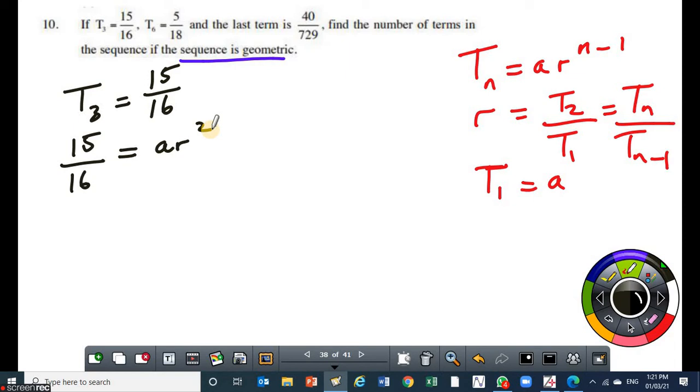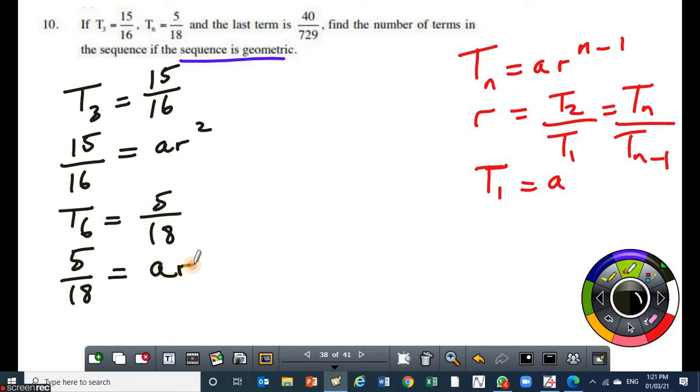Then T6 is equal to 5 over 18. I can use that general term to write T6 in terms of a and r. So this will be 5 over 18 is equal to, if I put 6 here, a times r to the power of 5. So I'll end up having a times r to the power of 5.